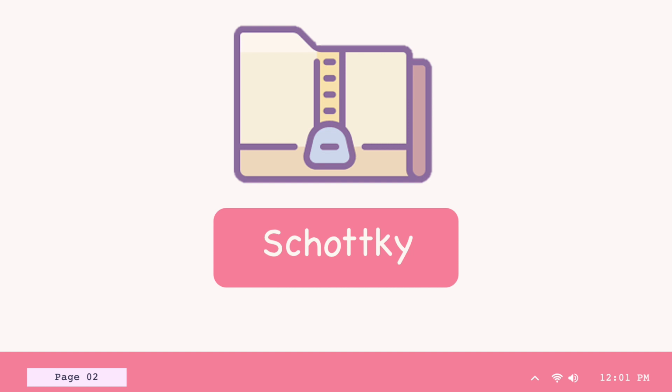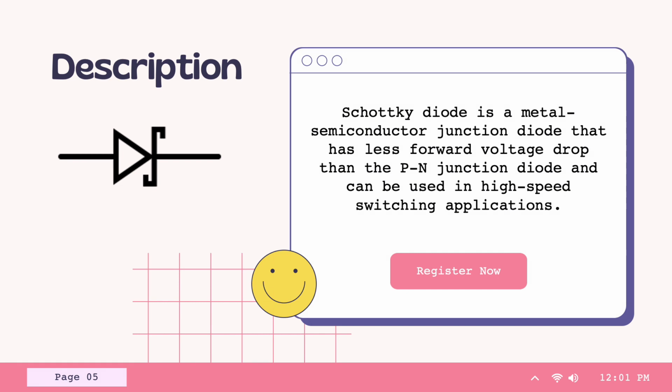Now, let's move on to the Schottky diode. Now, we have the Schottky diode. It is a metal semiconductor junction diode that has less forward voltage drop than the PN junction diode and can be used in high-speed switching applications. And this is the symbol for the Schottky diode.